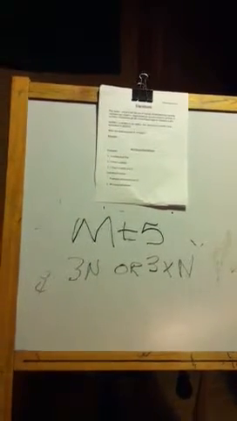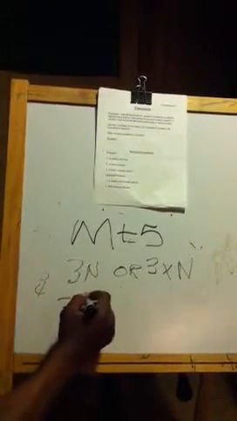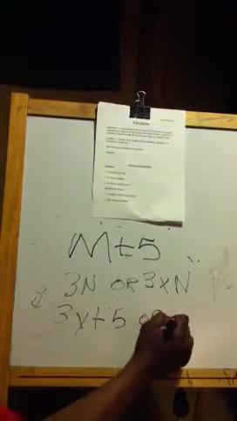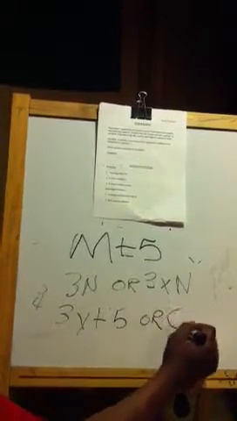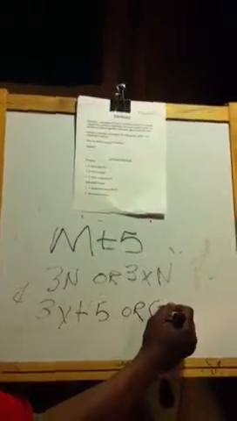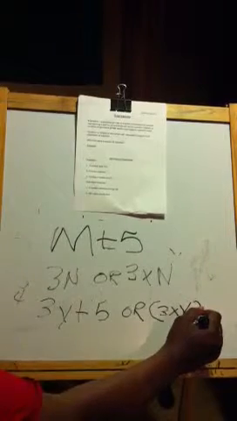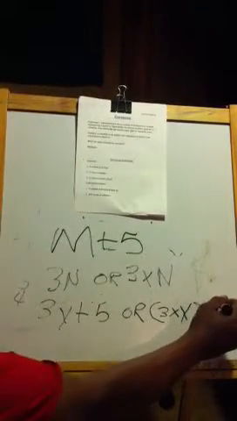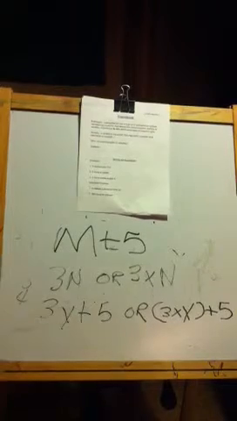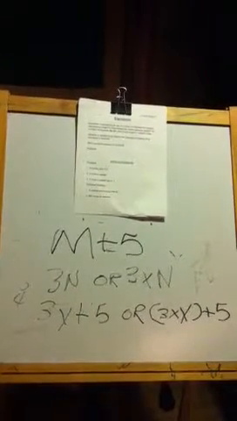It can be written as 3y plus 5, or in parentheses 3 times y, plus 5. Is that clear for everyone? Now let's complete the last 2 problems on your own.